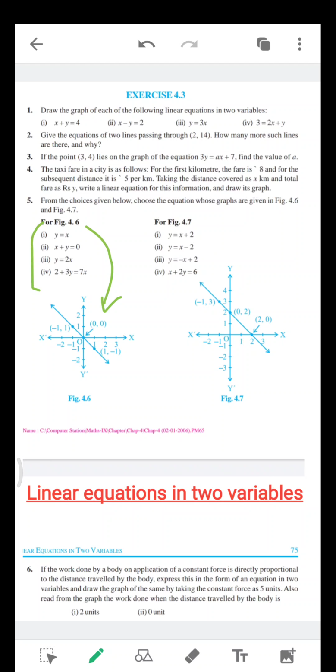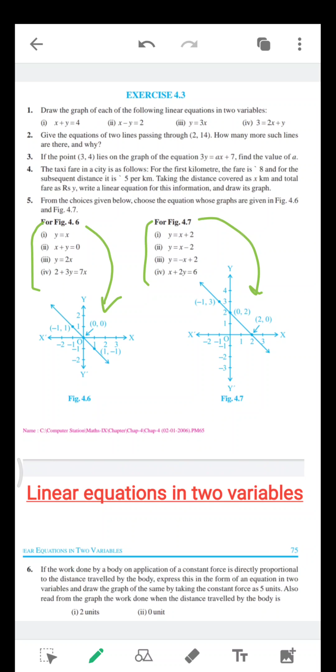So we have learned graphs in our previous sessions. For each equation we get one line. So this graph which you can see, the line is drawn for any one of these 4 equations, but we don't know which equation it is drawn for. And this 4.7 graph is drawn for any one of these equations, but we have to find out for which equation this graph is drawn. Now we have to do the reverse procedure.